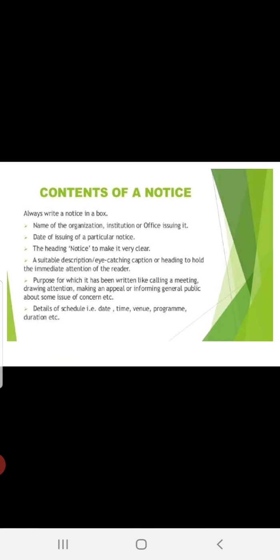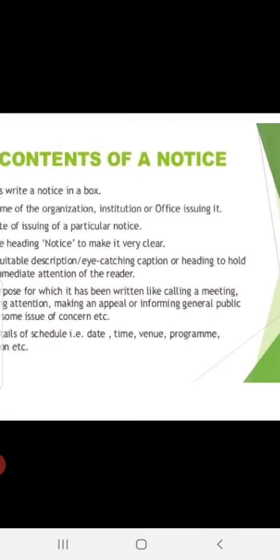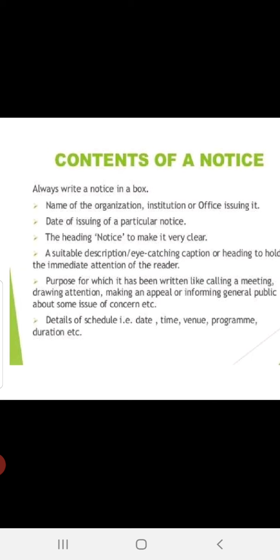Contents of a notice. Yeah, every child should know how to write a notice. What it contains. Always write a notice in a box. Neatly you should align it and write the notice in a box. Well aligned. And also highlighted. What all things to write? What all things are compulsory to write?